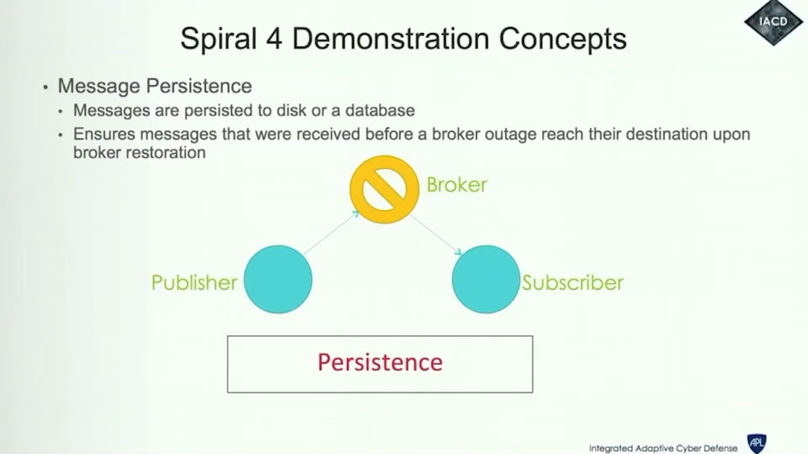Message persistence allows the broker to write messages to disk-backed storage or a database, offering the insurance that even if the broker goes down, any messages that were sent but not received by intended subscribers prior to the broker's outage will be stored until the broker is back up. Once the broker is back online and the subscribers resubscribe to the topic, the broker resumes sending messages, ensuring subscribers successfully receive them.